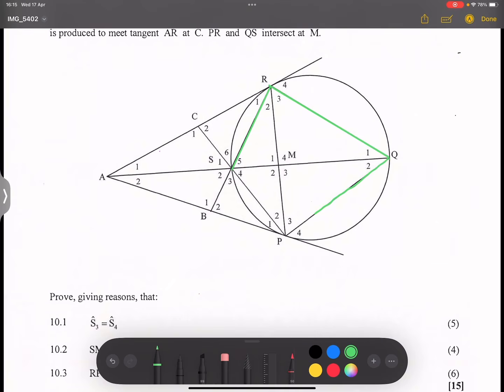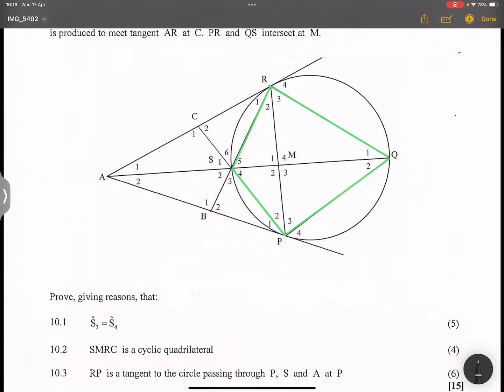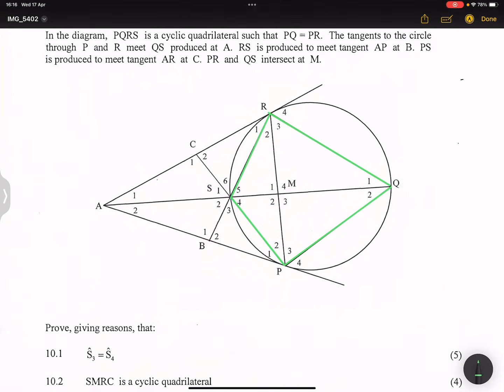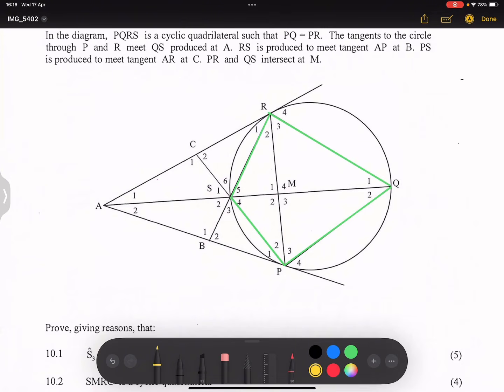Even if they had not told us, remember that all the vertices of this quad touch the circumference of the circle. So let's continue. Now they say to us, PQ is equal to PR. So note, ladies and gents, there's PQ equal to PR.